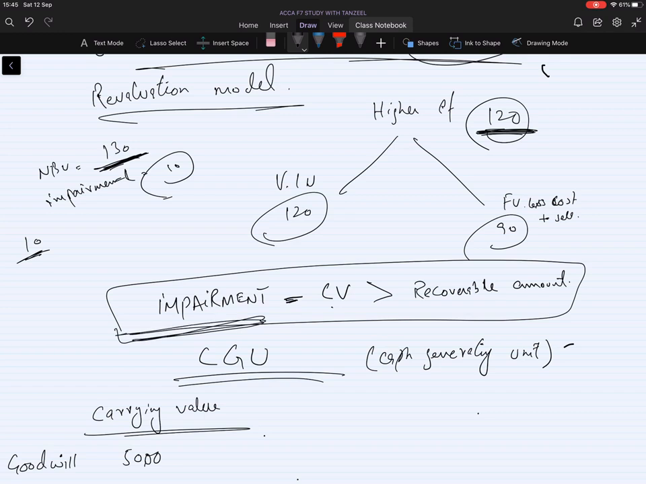I just gave you the example already before. In the revaluation model, if you have the higher of value in use and fair value less cost to sell, suppose value in use is 120, and you have a net book value of 130. It means net book value is greater than recoverable amount. So 130 is your NBV and recoverable amount is 120. So 10 is impairment. Impairment is 10.